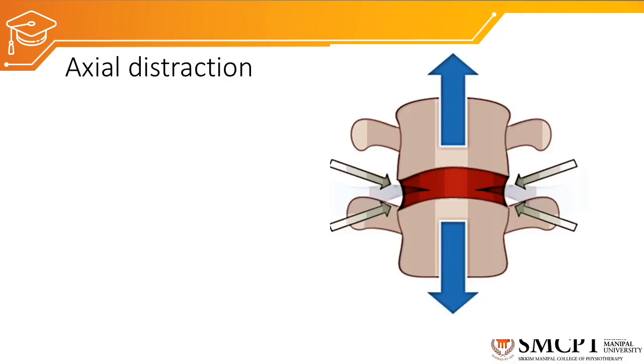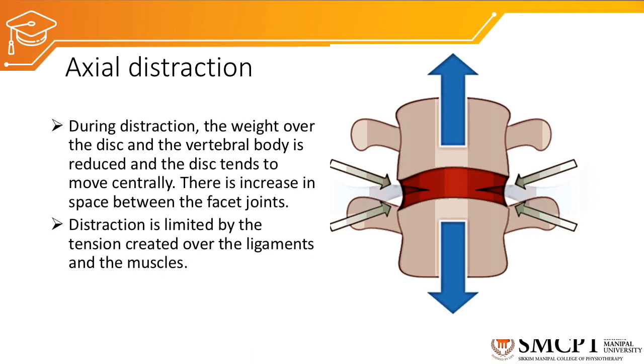Now let's discuss the axial distraction. We discussed the compressive force. Now let us discuss the axial distraction. The axial distraction can be created with traction. During distraction, the weight over the disc and the vertebral body is reduced and the disc tends to move centrally. So there is an increase in the space between the facet joints. Distraction is limited by the tension created over the ligaments and the muscles.